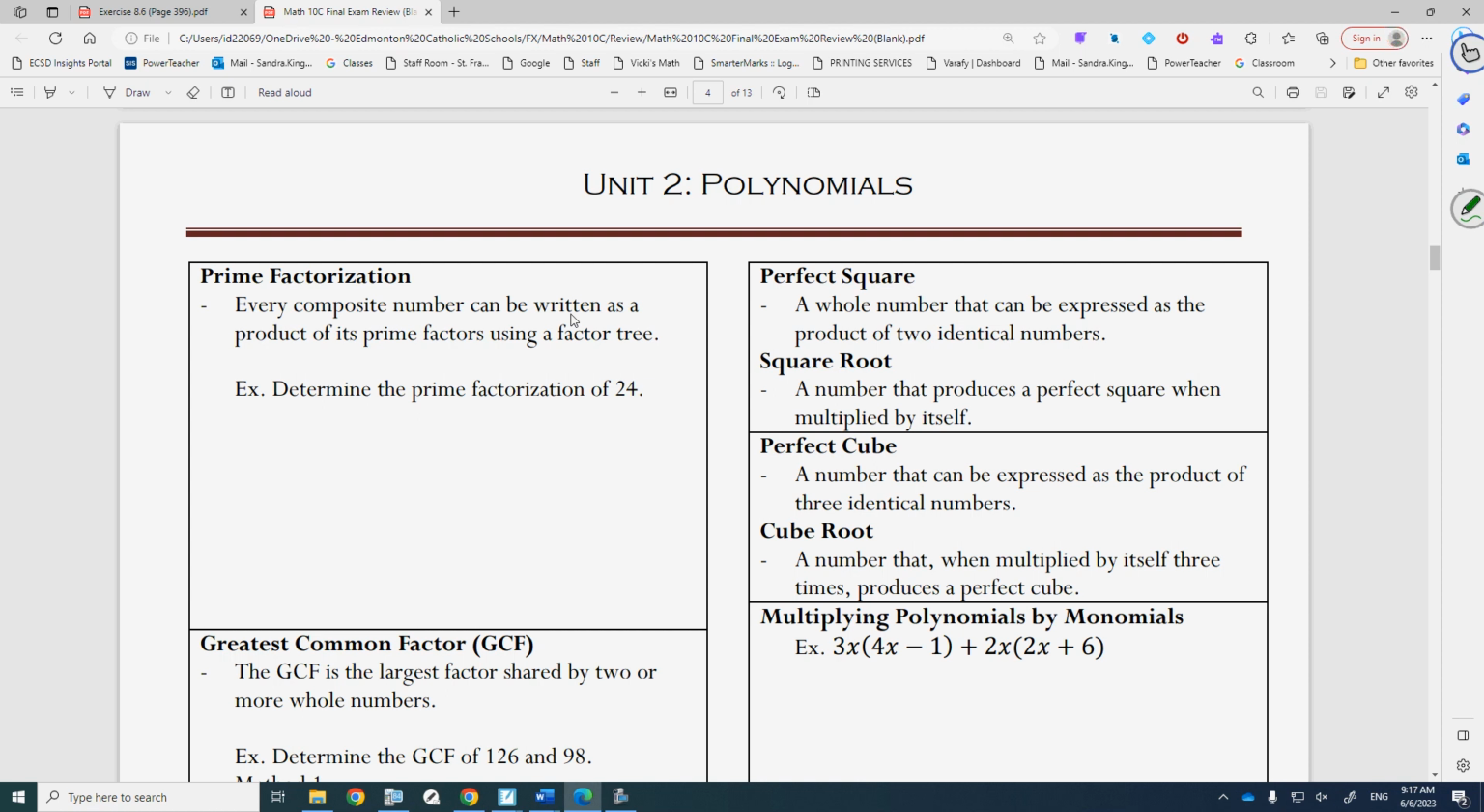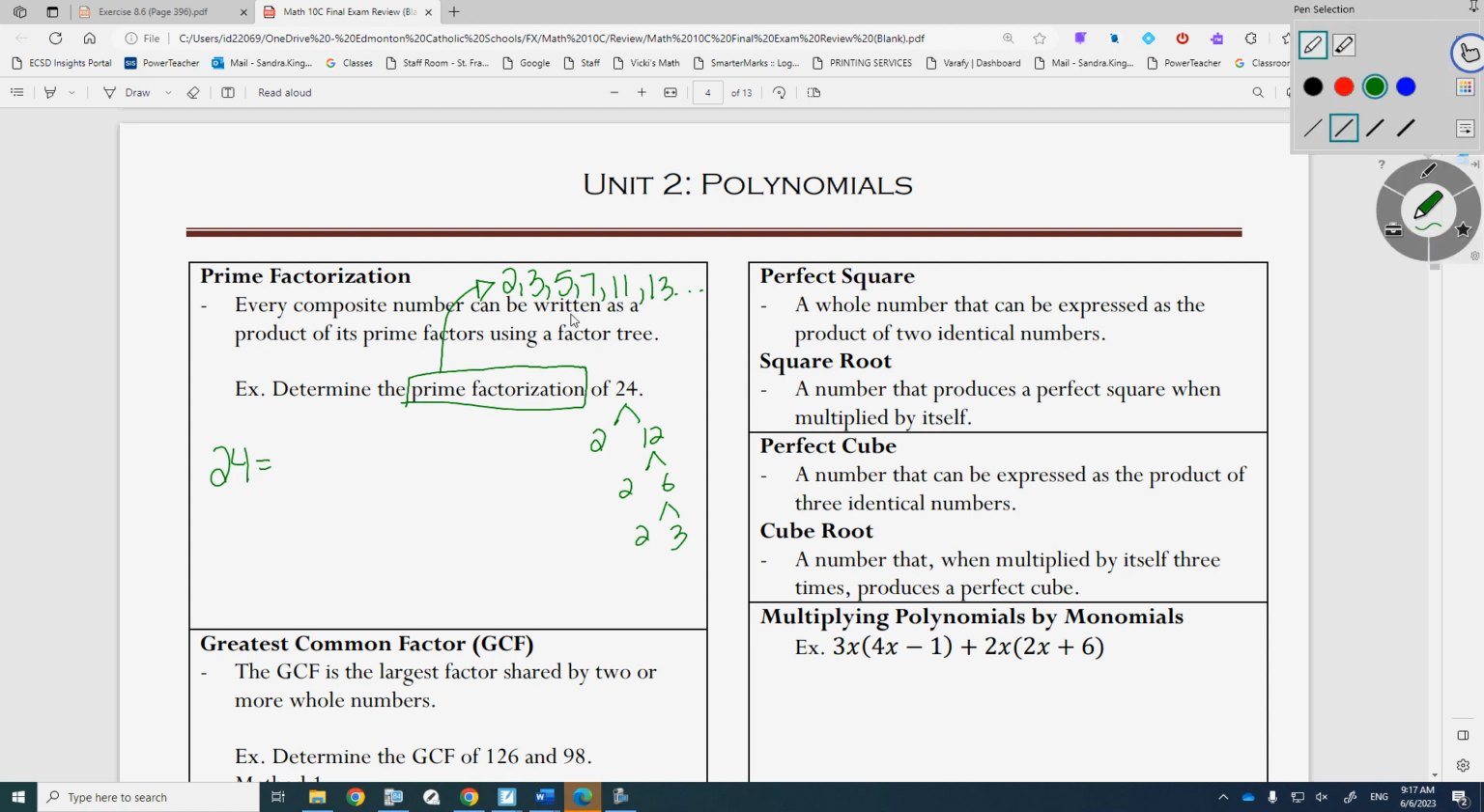Okay, the prime factorization of 24. So prime factorization, the prime numbers are 2, 3, 5, 7, 11, 13. Prime factorization means rewrite 24 as a product of the prime numbers. So how would we do that? Well, we do our factor trees. 24 is a 2 times 12. 12 is 2 and 6. 6 is 2 and 3. The prime factorization of 24, what it would be written as, is 2 times 2 times 2 times 3.